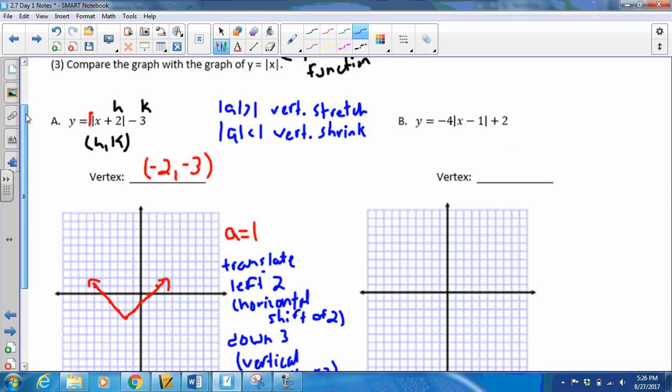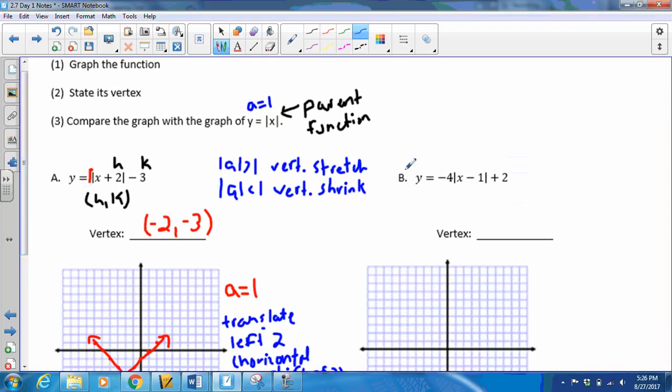So what I would like you to do is now try example B. I want you to pause this video, and I would like you to state the vertex, do that first, then graph the function, and then compare the graph of B with the parent function, listing all the transformations. So go ahead and pause this video.